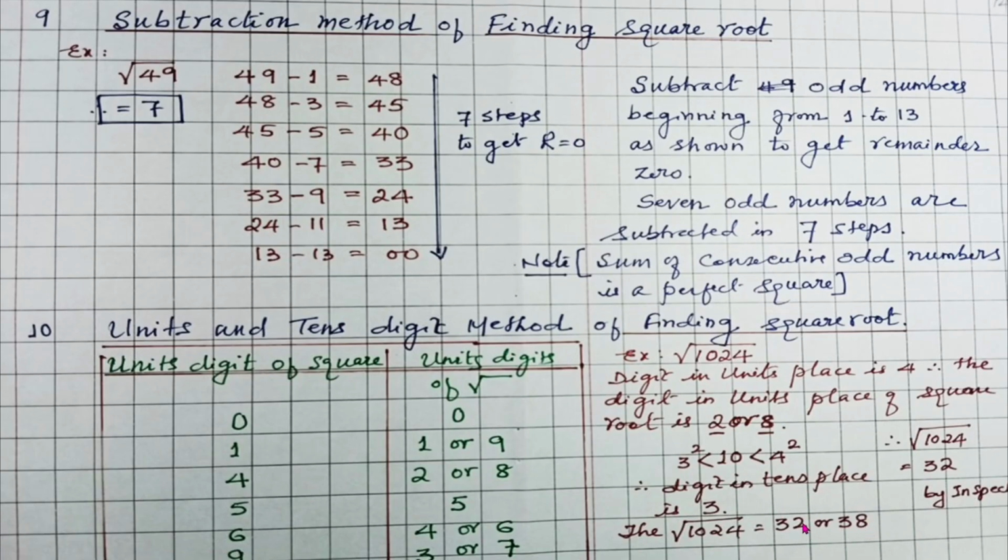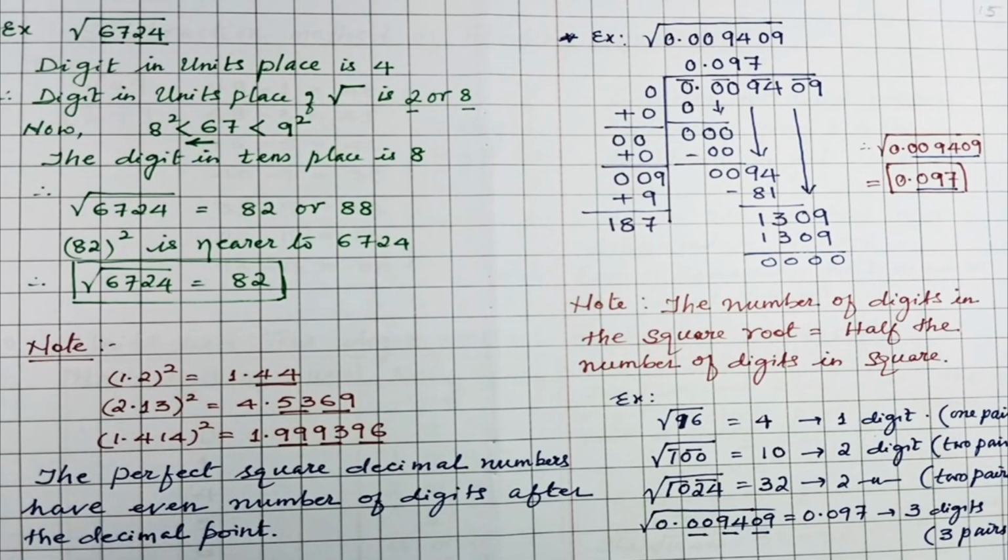If I take 32 and round it to 30, 30 square is 900, and 38 if I round it becomes 40. 40 square is 1600. 30 square, 900, is very near to 1024. 40 square, 1600, is a much greater number than 1024, and therefore 32 is the square root of 1024. Even if it is an approximation, 32 is the square root of 1024, and that is how by inspection we can find out whether 32 or 38 is the square root of the given number. Remember that. Now let us take one more example.